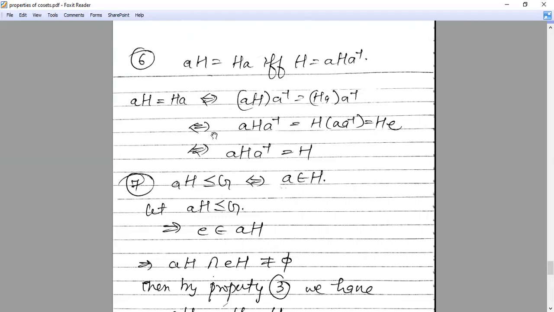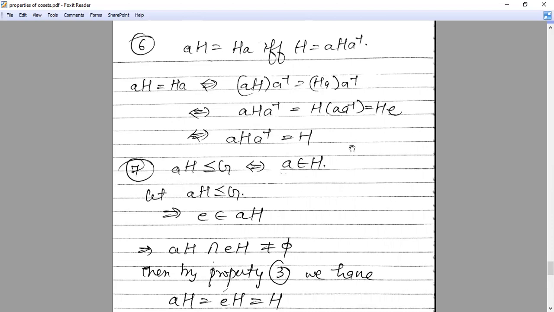This is possible if and only if AHA inverse is equal to HAA inverse. By associativity, you can write it like this: A into A inverse, and A into A inverse is your identity. So this is equal to HE, and HE is equal to H. So this is possible if and only if AHA inverse is equal to H. So this is the simple proof: AH is equal to HA if and only if H is equal to AHA inverse.